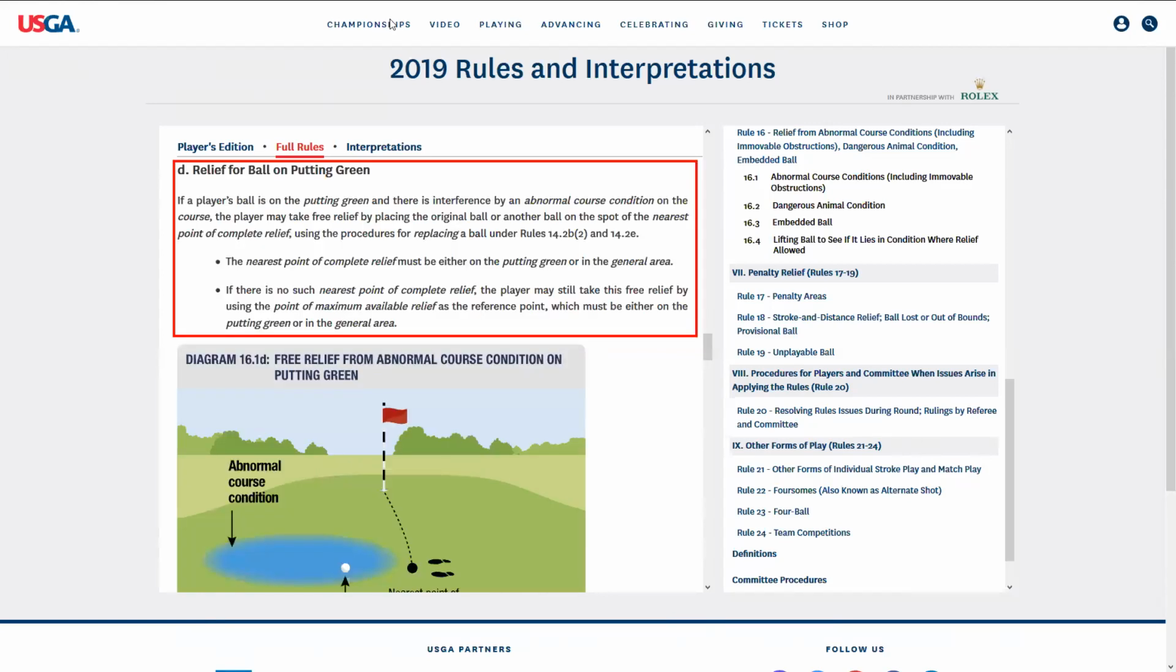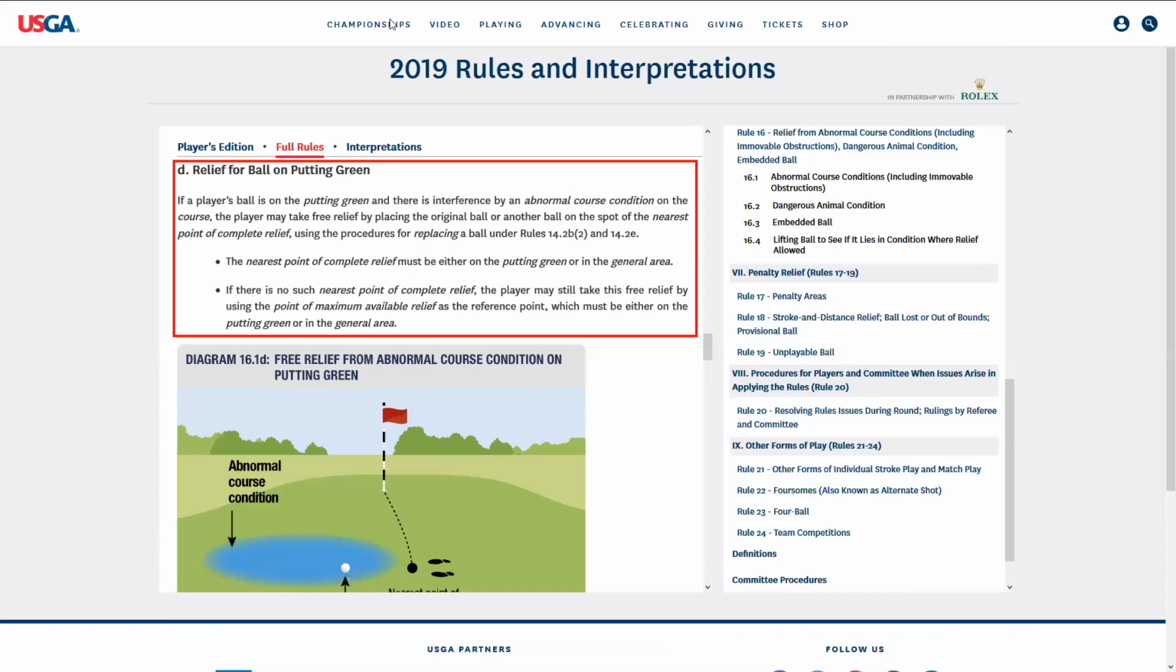(16.1D) as in dog. Relief for ball on putting green. If a player's ball is on the putting green and there is interference by an abnormal course condition on the course, the player may take free relief by placing the original ball on the nearest point of complete relief. The nearest point of complete relief must be either on the putting green or in the general area.